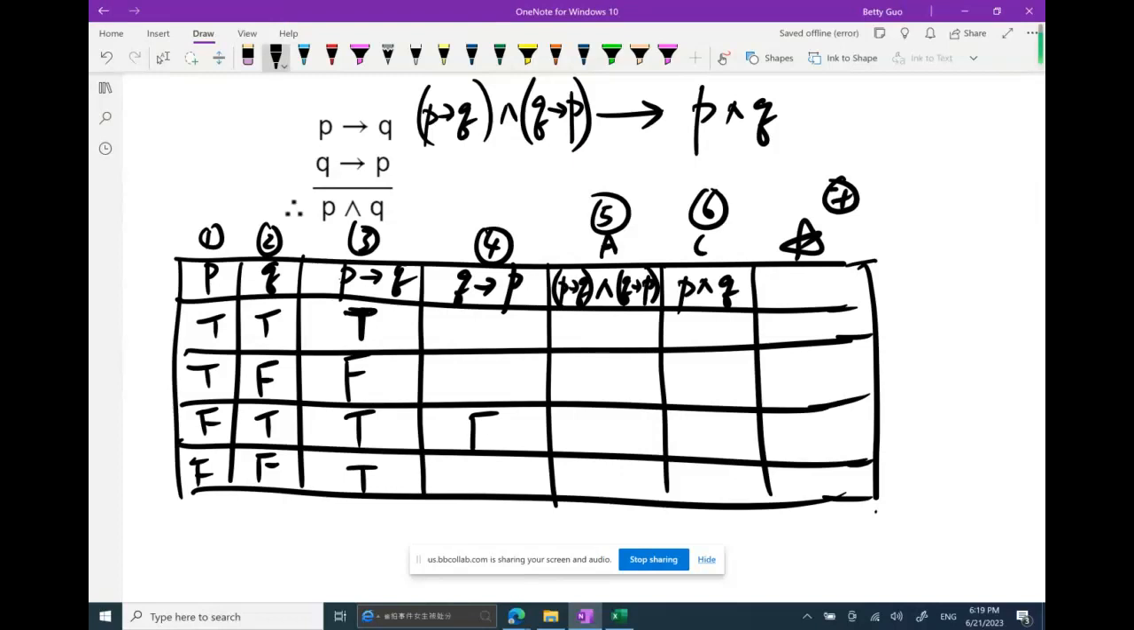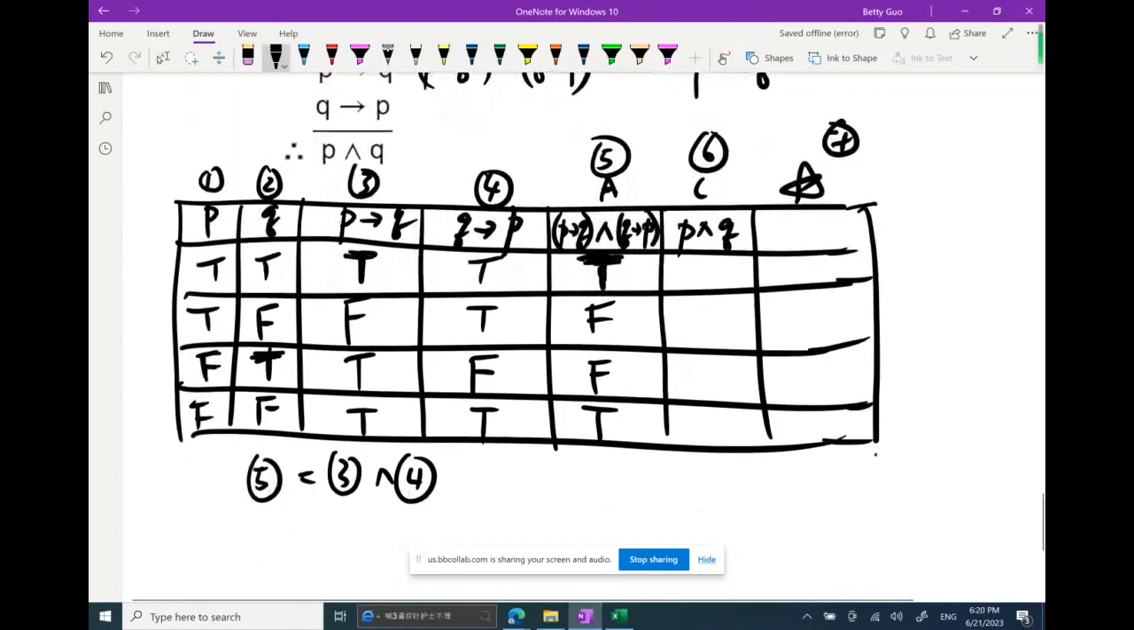So it is false in case 3, with true antecedent and false consequent, and all other cases are true. Number 5 is the conjunction of 3 and 4. So for the conjunction to be true, both of them have to be true. So this is true, this is true, and this is false, this is false.